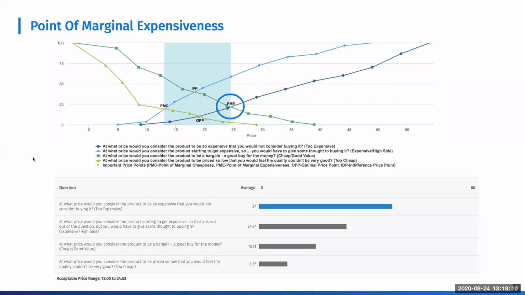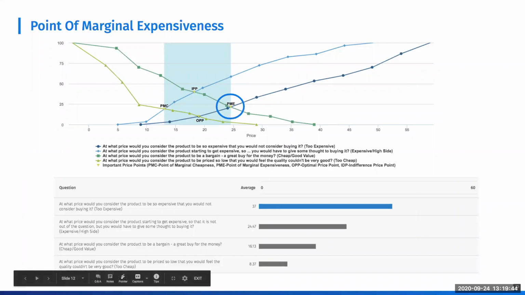Whereas on the opposite end of the spectrum, your point of marginal cheapness is your lower bound, and your point of marginal expensiveness is the upper bound. This is the intersection where too expensive meets not expensive at all. What this reflects is that the price itself outweighs the benefit of the product. So if you sell it at a higher cost than this price point, which will be provided in the acceptable price ranges down below as well, you won't be able to maximize your profit. Regardless of selling it at a higher cost, the demand for it will go down.